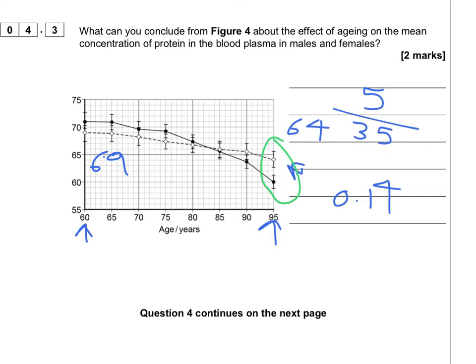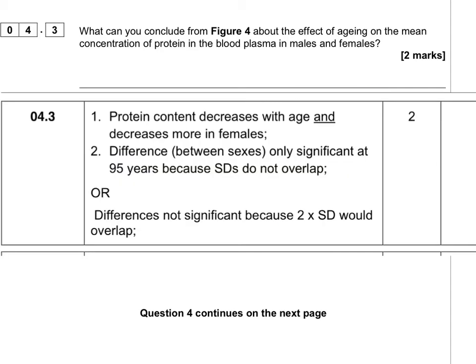You can also see that protein content decreases in both sexes. However, it wants to know about males and females. Well, it decreases more in females. So you need to say the protein content decreases with age and decreases more in females. So there we have the mark scheme answers. Notice that you can't just say the protein content decreases with age. You've got to mention that it decreases more in females to get the 1 mark.